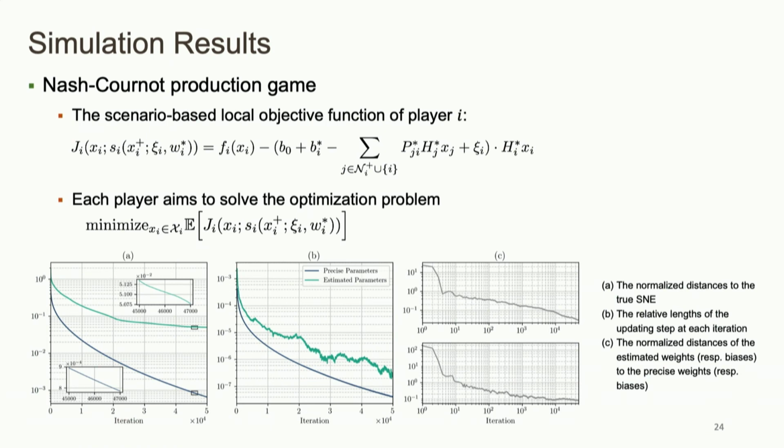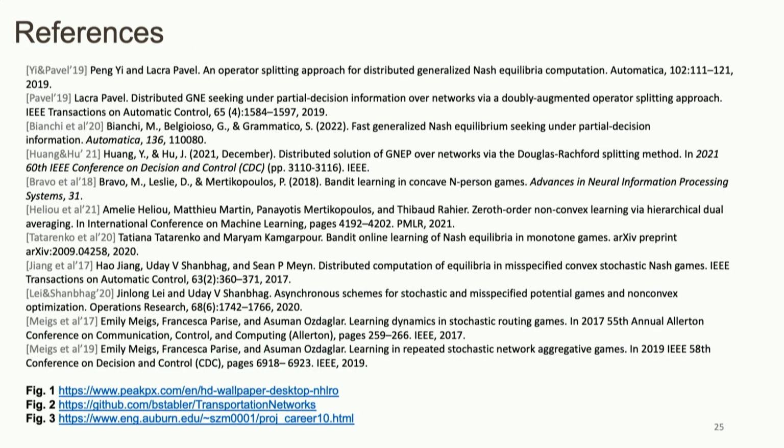And our theoretical results are verified using a Nash-Cournot production game here. And we use the blue curve to represent the deterministic experiments, while the green curve denotes the experiments coupled with the parameter estimation process. So I will stop here.